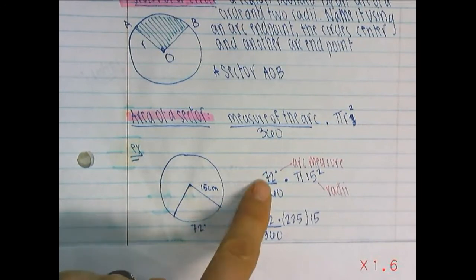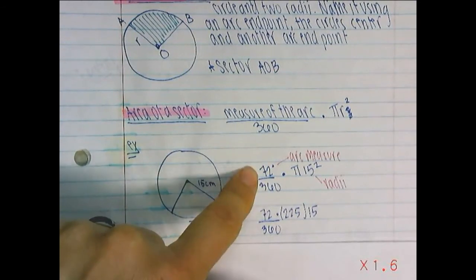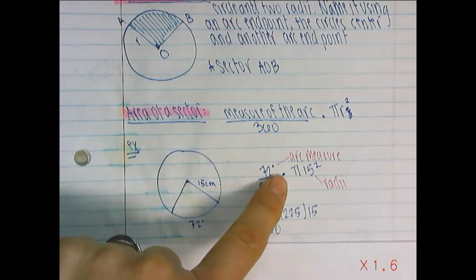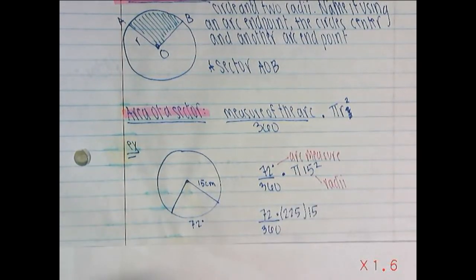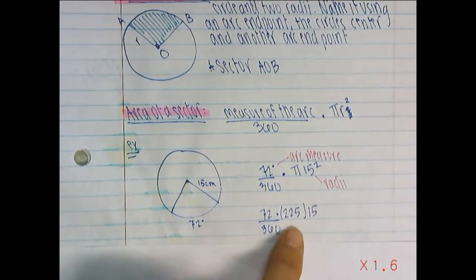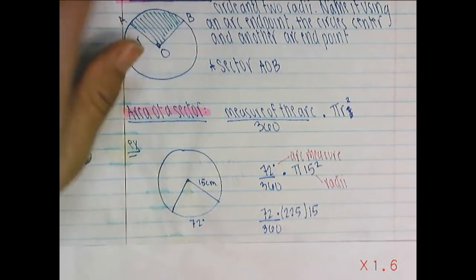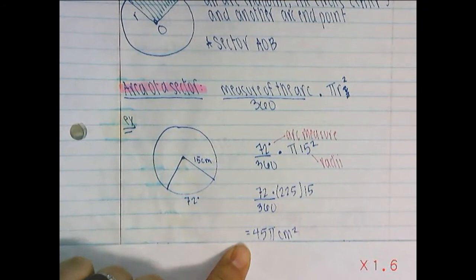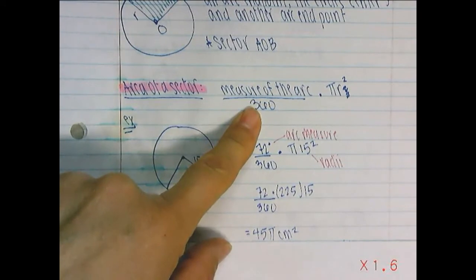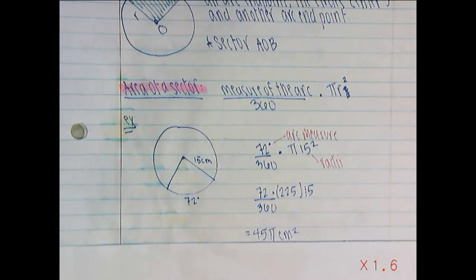So you would do 72 over 360. 72 is my arc measure. And then I would multiply it by pi times my radius squared. So 225, which is my radius squared, times 72, times pi, all over 360. That would give me 45 pi centimeters squared. So area of a sector is going to be the measure of the arc over 360 times the area of a circle, pi times your radius squared.